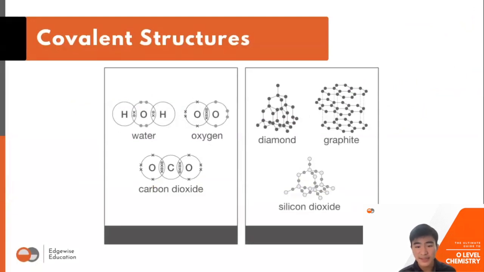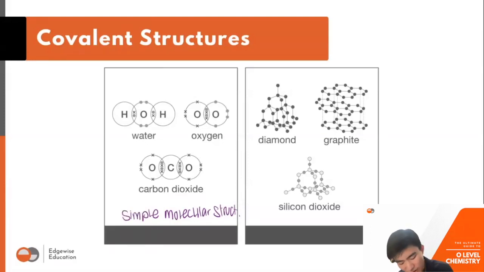Now, two types over here. Clearly, this photo is over here for me to drive home the point. Simple structure actually looks very simple. You see, this is known as a simple, this is a SMS, simple molecular structure. Okay, now the one on the right hand side, on the other hand, this is called giant molecular.